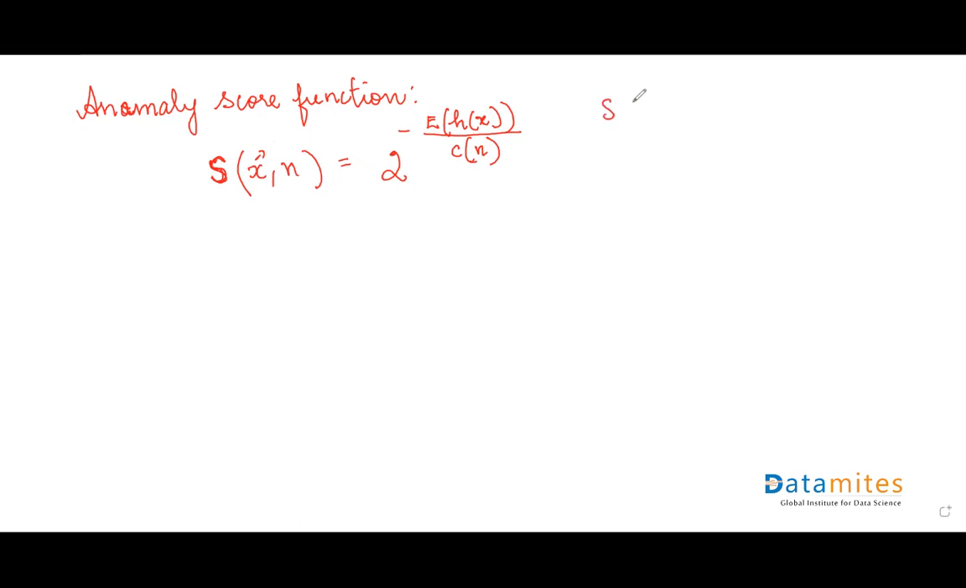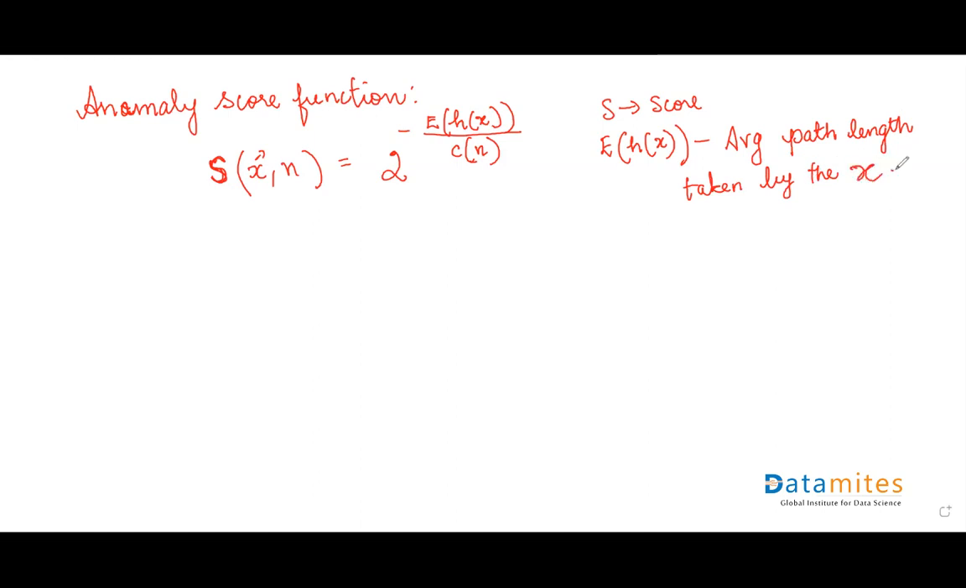So here S is the score, expected H of X will be the average path length taken by X, taken by this data point, and C of N is the average path length of every terminal node.